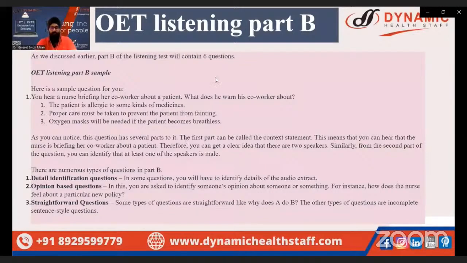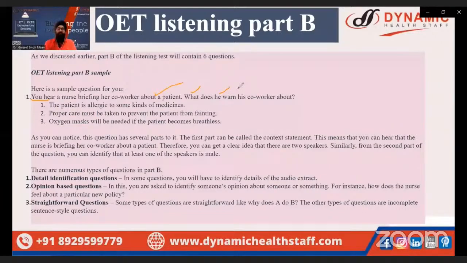Now, what you have to notice is that there are 2 parts to the question. The first part is: you hear a nurse briefing her co-worker about the patient. This tells you what you are going to hear about. It will be known as the context shape, telling you which health professional will be talking. It can be a ward boy, a senior doctor, a trainee doctor, it can be anyone. They will just give you that just before. And then the second part, what does he want, is the main question. So what is the thing we will be focusing on?